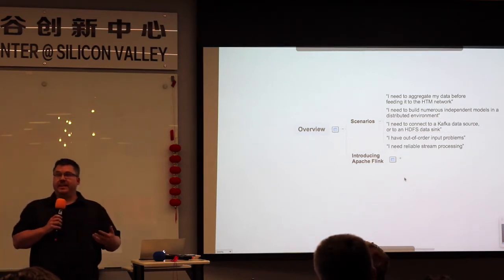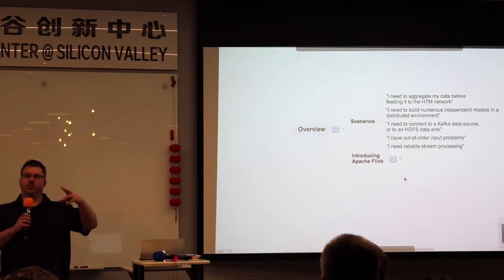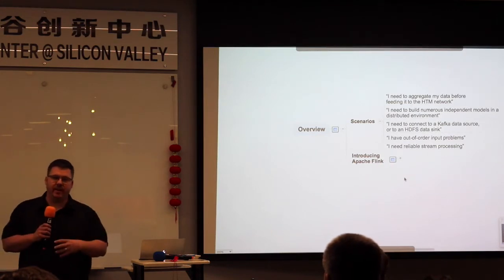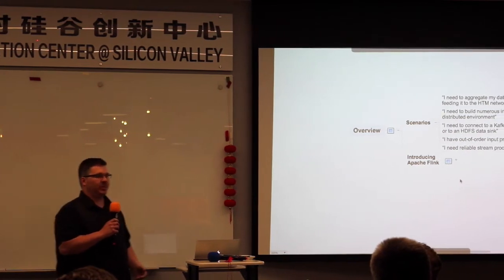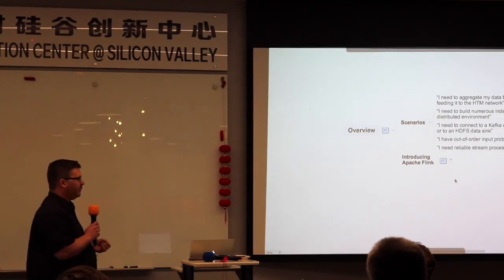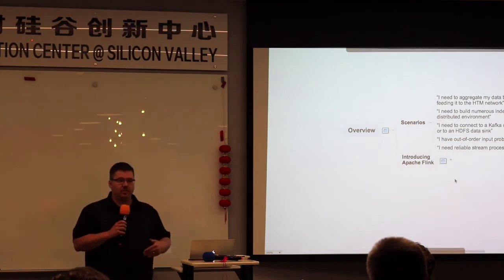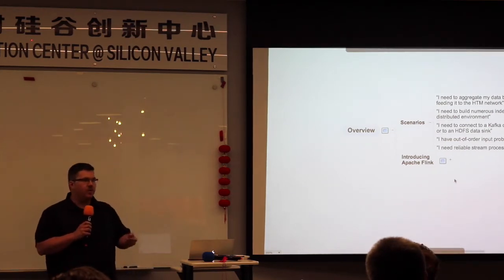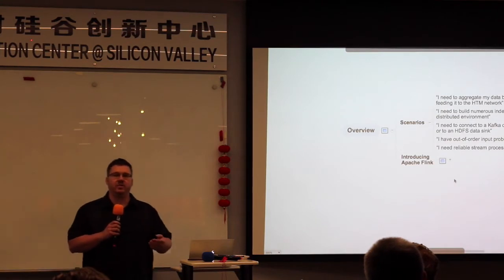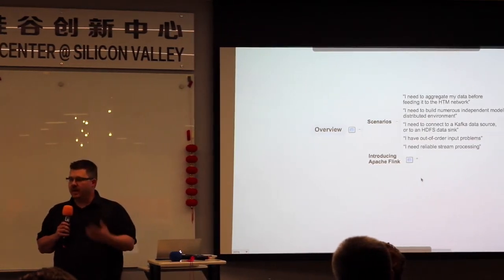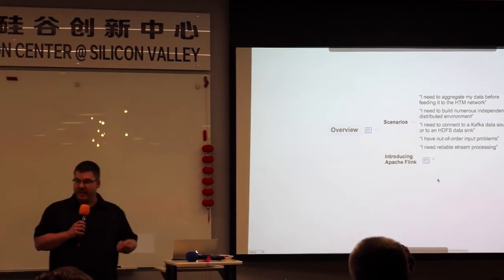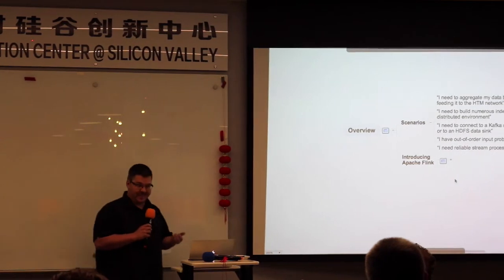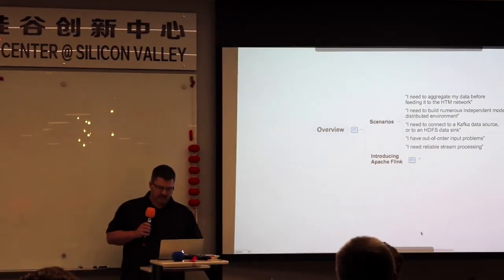Maybe your data is coming in out of order and you'd like to reorder the information as it enters into HTM, since causality is very important when you're doing temporal learning. And finally, maybe you need reliable stream processing. After all, we might be doing this in production. We care about checkpointing and reliability mechanisms. And so with that, Flink becomes a very interesting complement to HTM, because these are problems that Flink is designed to solve.